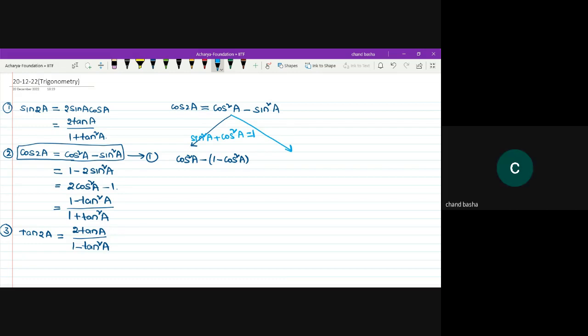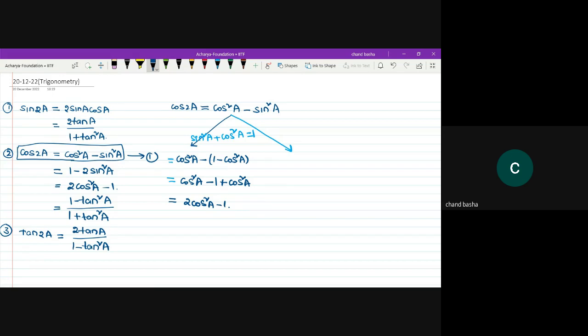So in place of this sine square, because I need to take only in terms of cos, we can write it as cos square A minus 1 minus cos square A. Is it cos square A plus cos square A, which is how much? 2 cos square A minus 1. That means the third part is completed.